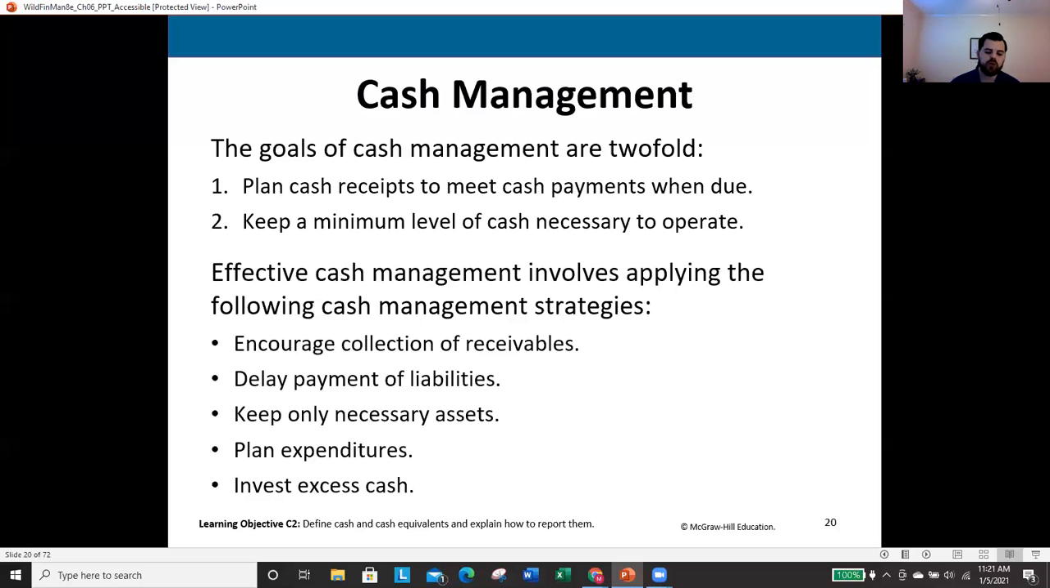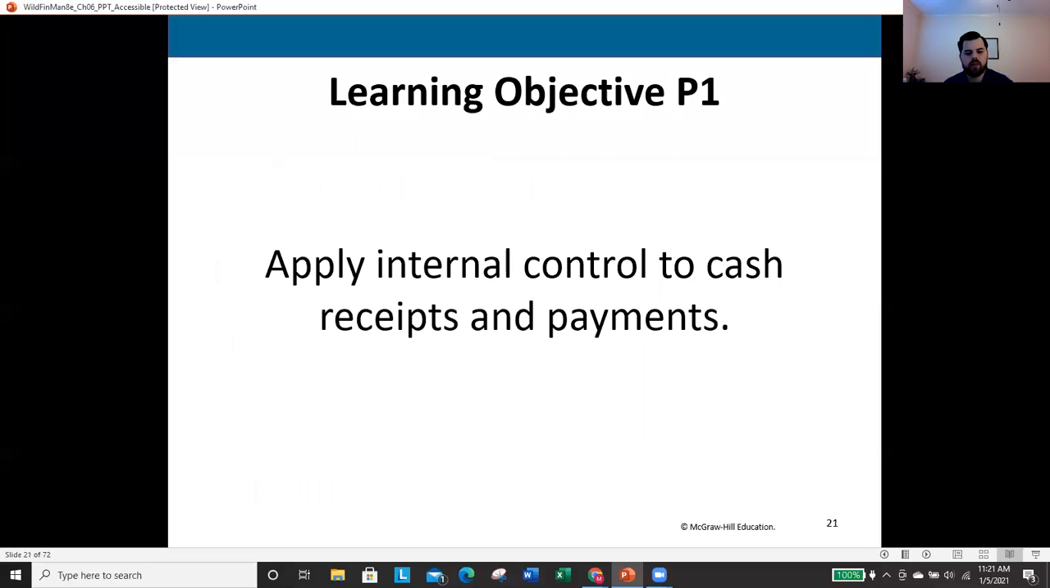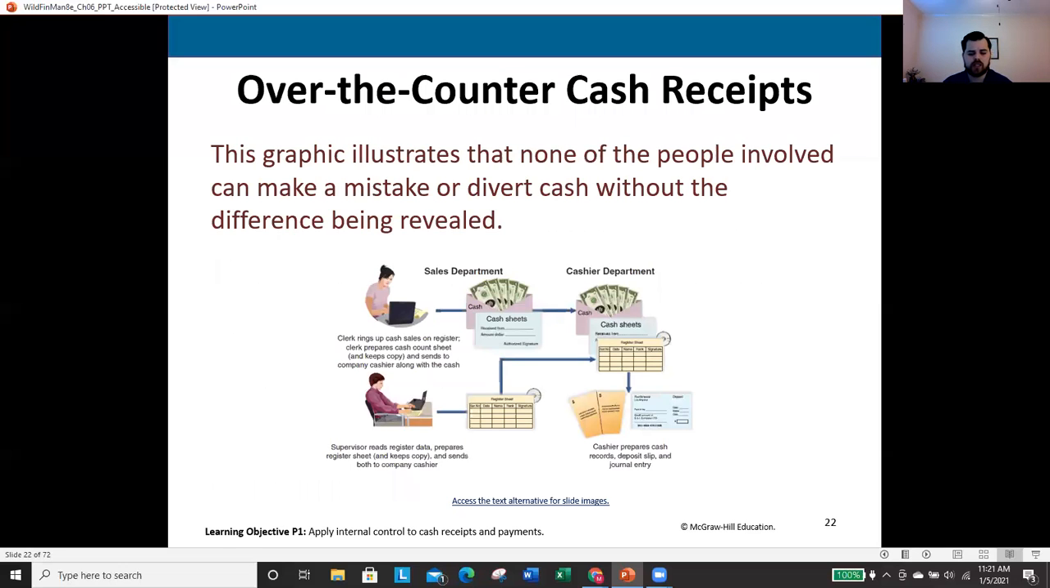Next, we want to make sure we're only keeping the assets that are absolutely necessary to the operation of the organization. If I've got a lot of assets that aren't being useful, then I want to eliminate those assets and sell them. Then I can purchase something that is more useful to us. We want to make sure we're planning expenditures well, looking to the future, making sure we've got enough cash on hand to meet any upcoming cash expenditures. And of course, if we've got excess cash, we want to be sure we are investing that either in the company or in other organizations to help generate a return for our shareholders.